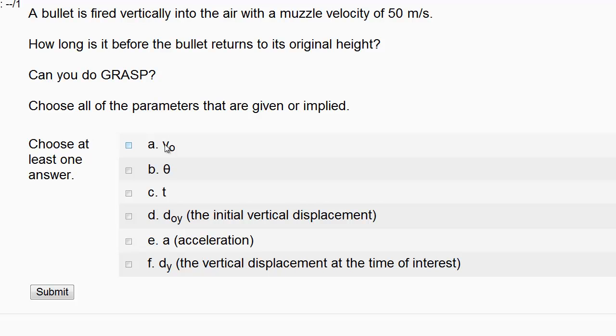So, for example, is the initial velocity given or implied, or is it just not in there as a given or an implied? What about theta, the angle at which it's fired, the time before it returns to its original height? The initial vertical displacement, this little subscript y means vertical, and the naught, or the 0, means the initial. Is acceleration given? And dy is the vertical displacement given at the time of interest.